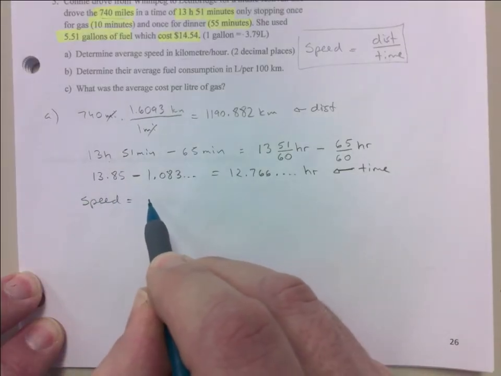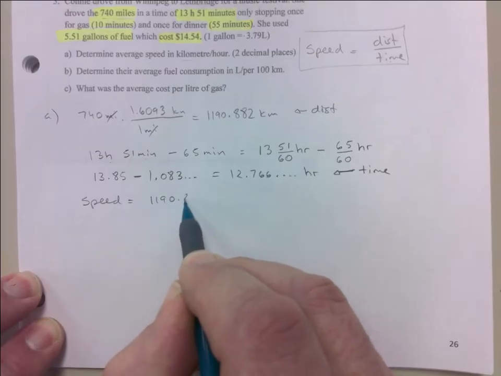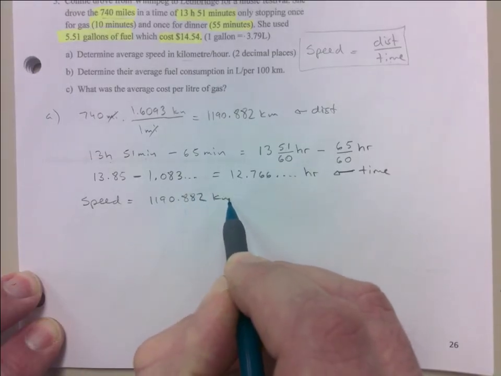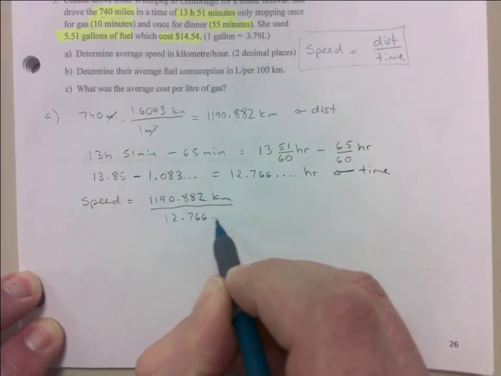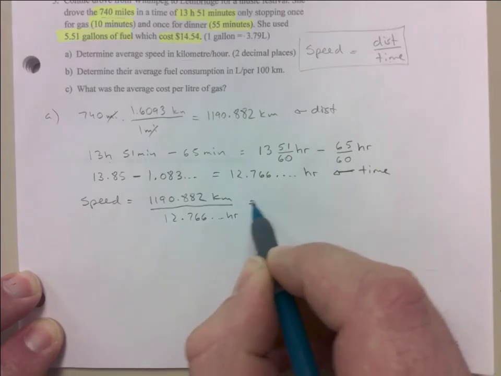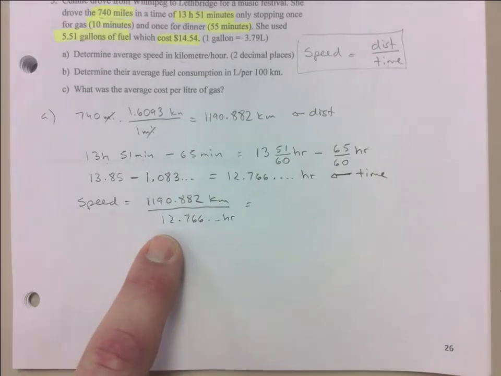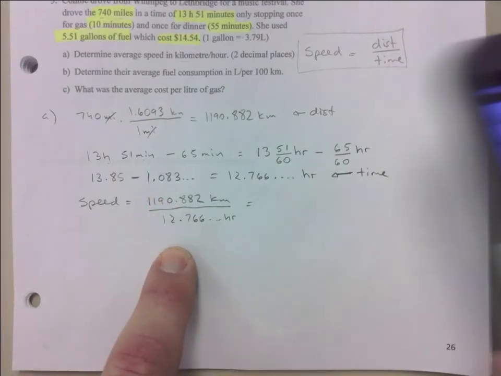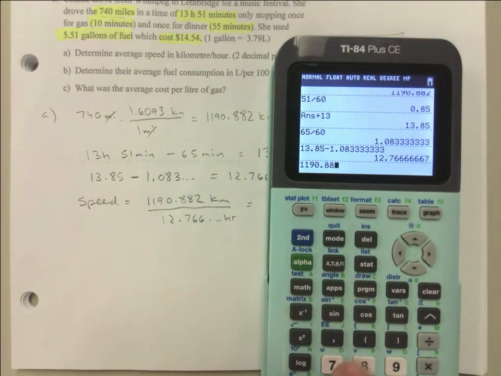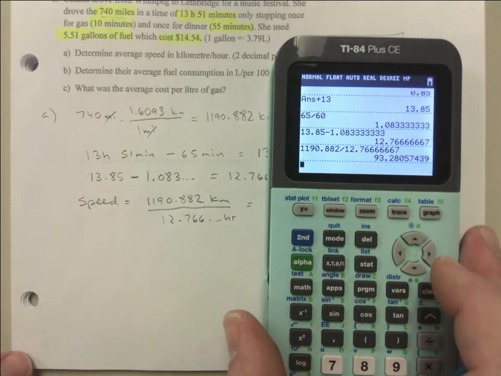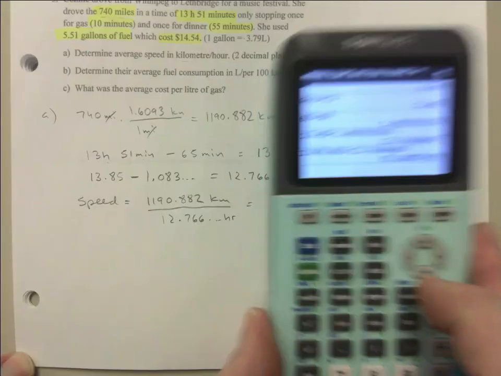It's distance, which is 1190.882 kilometers, divided by 12.766 something hours. This is a rate, but you want a unit rate, so the way you get a unit rate is you divide them. So 1190.882 divided by the time, so it's 93.28 kilometers per hour.